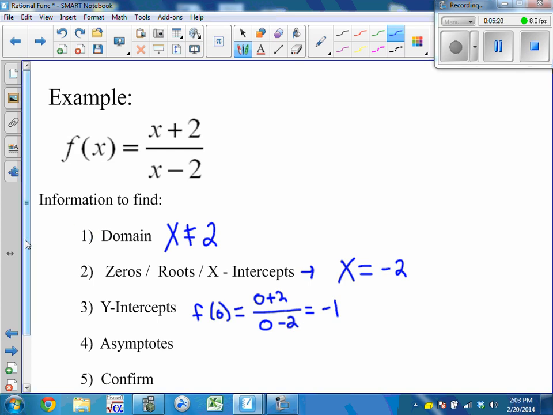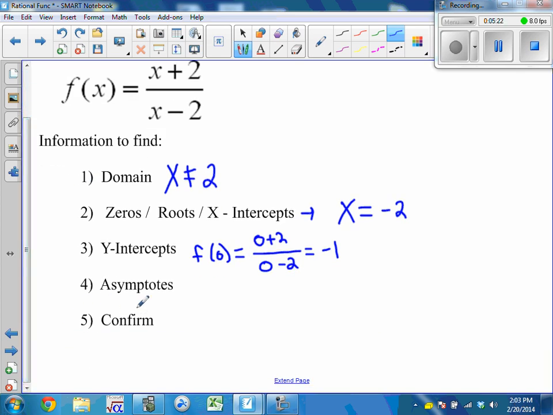Finally, the asymptotes. Our vertical asymptote is where the bottom is 0. So my vertical asymptote is at the line x equals 2. Now, it's opposite of the domain. We'll see that in a second.